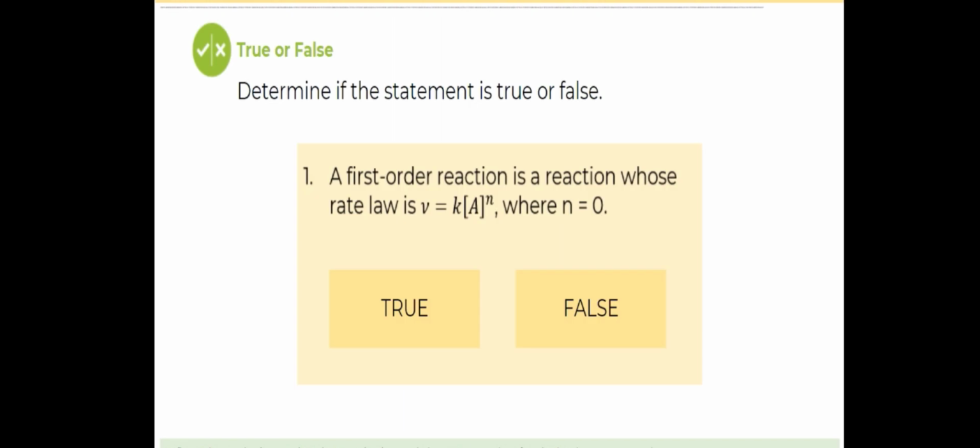Welcome to the General Chemistry 2 class. This quiz is about the first order reaction. Let's begin. Question number 1. A first order reaction is a reaction whose rate law is rate equals k times concentration of A raised to the exponent n, where n is equal to 0.